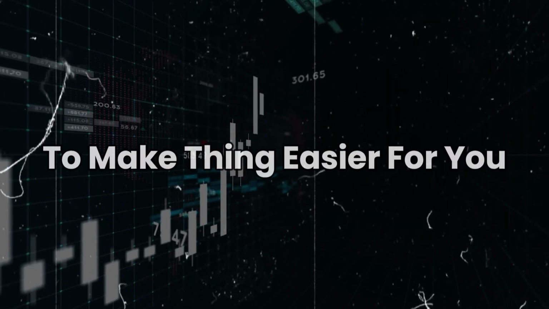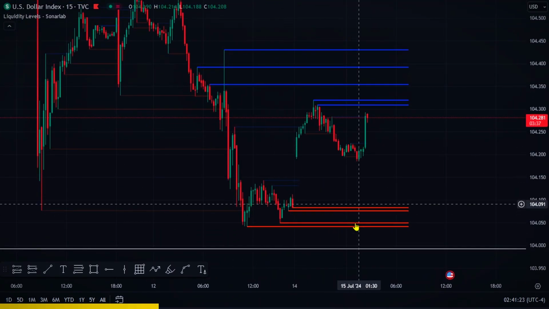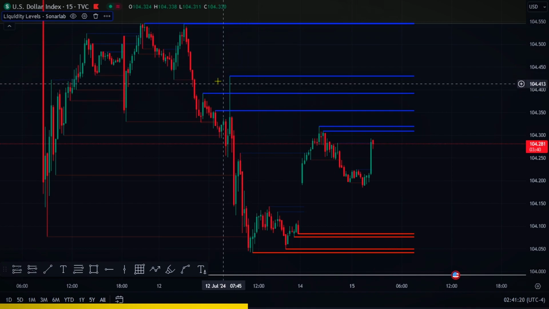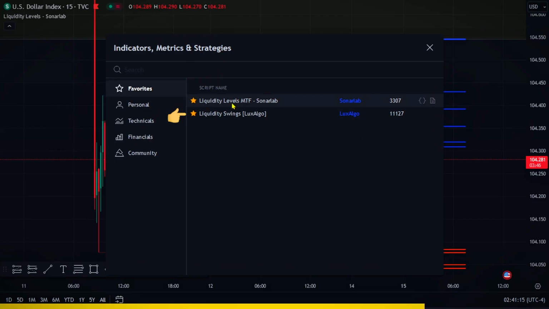To make things easier for you, you can also use indicators that automatically mark buy side and sell side liquidity, eliminating the need for manual marking. Consider using indicators like liquidity swings by Lux Algo or liquidity levels by Sonar Lab.